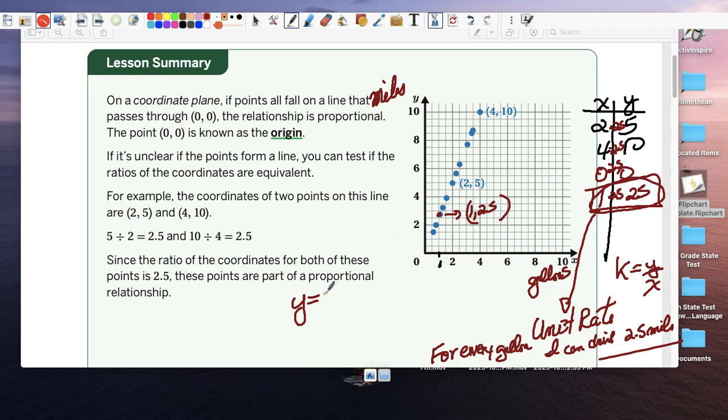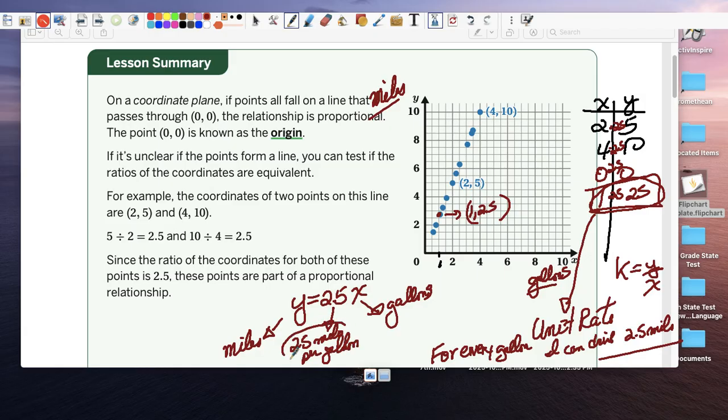So it's y equals 2.5 times x. Let me just write this. This y is the total number of miles I can drive. This x is the total number of gallons that I have in my car. And what does the 2.5 represent? Yes, this is the constant of proportionality. It's a unit rate, but in the context of the one I just invented here, the 2.5 is the number of miles, 2.5 miles per gallon. That's what the 2.5 stands for.